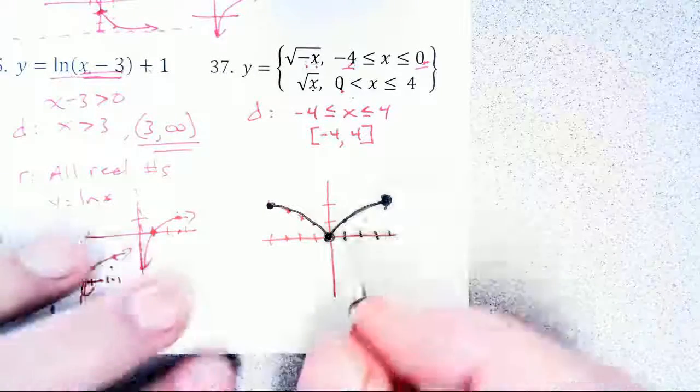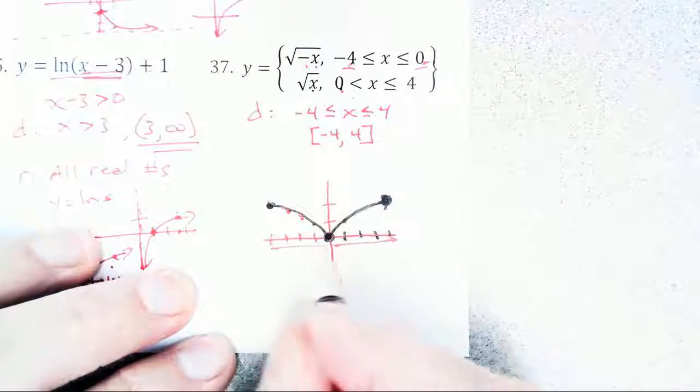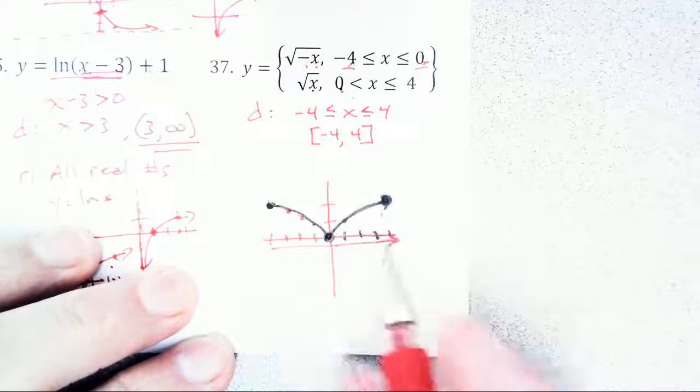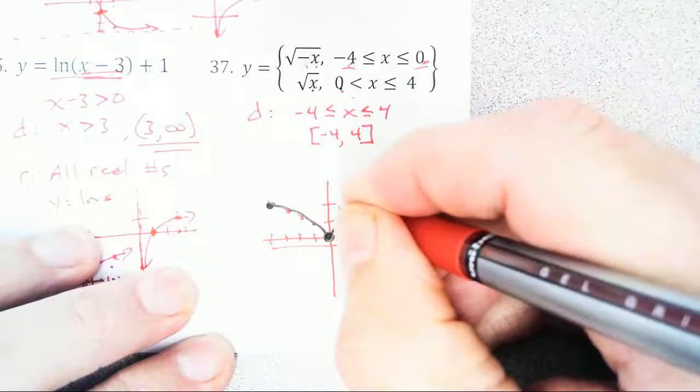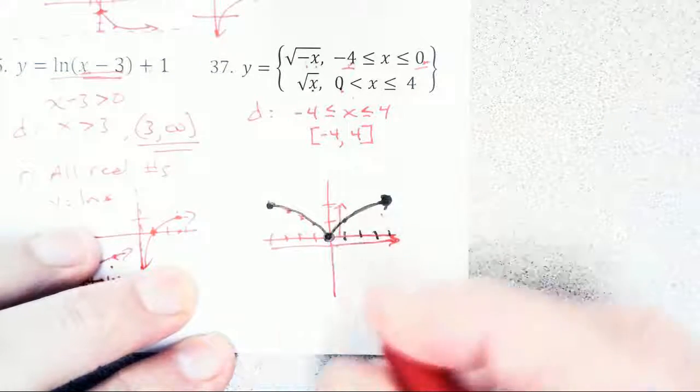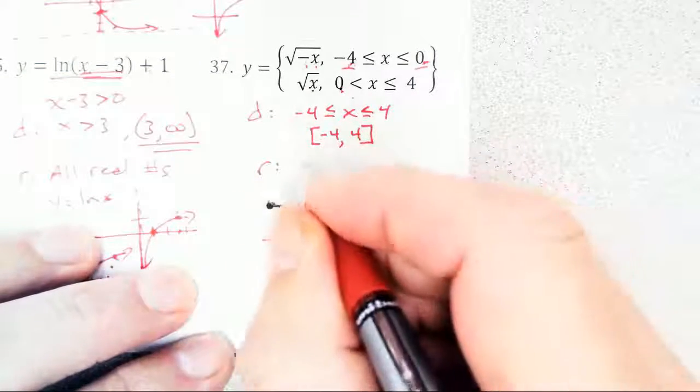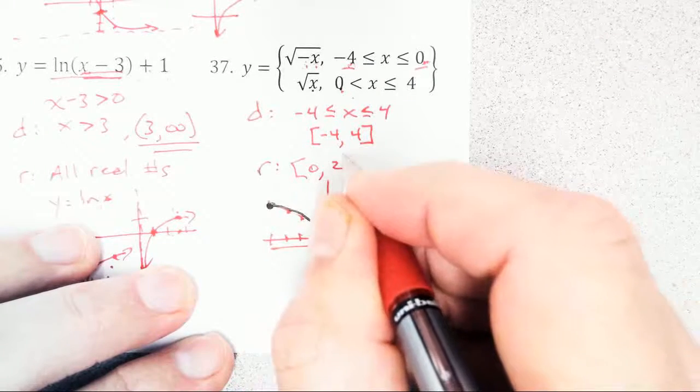Okay, pretty easy to see. Domain starts at -4, continues until we get to 4. Range starts at 0, including 0, goes up to 2, including 2. So our range is 0 to 2.